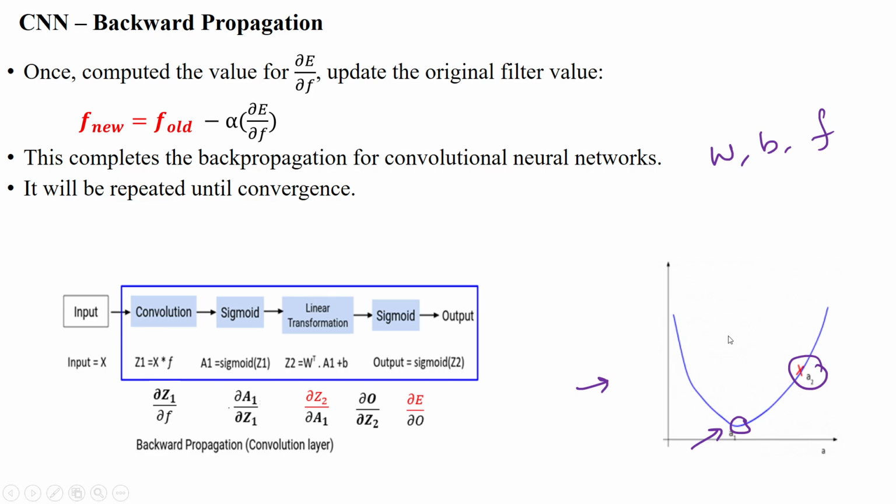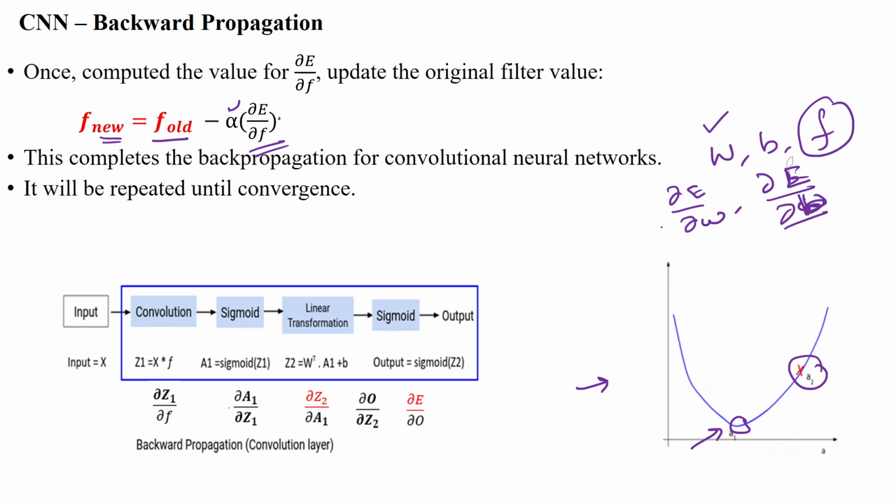This formula indicates updating the filter values: new filter value equals old filter value minus learning rate times the chain rule value dou E divided by dou f. Already we have calculated dou E divided by dou w and dou E divided by dou b. So we have calculated all the values, and now we have reached the updated value. Then we can again continue the process.